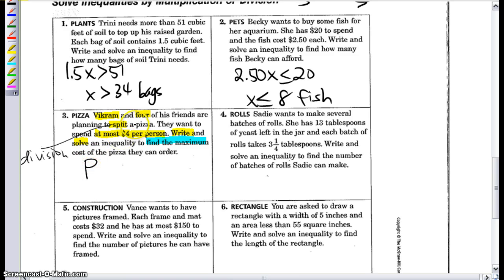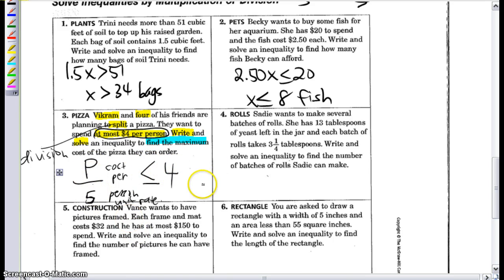If I were to divide it with Vilkram and his 4 friends, which means there's 5 people, if I divide it by 5, that would give me the cost per person. It's called the unit rate. Since I divide it with 5 people, then I would know how much it's going to cost per one person. So the price of the pizza divided by 5 should be at most $4 per person, which means that it's got to be less than or equal to 4. So price divided by 5 is less than or equal to $4.